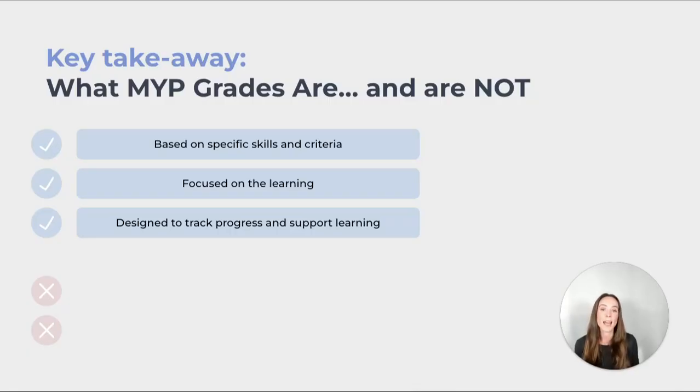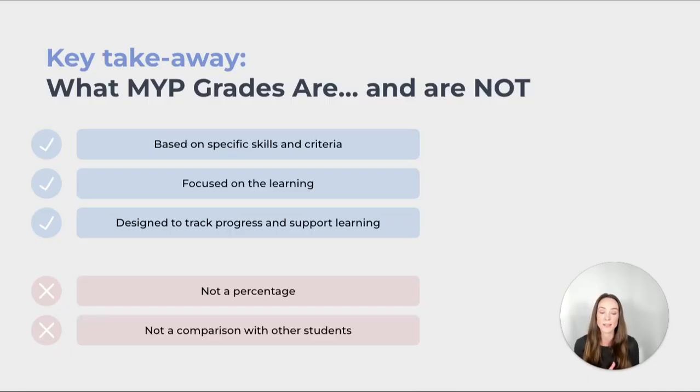On the other hand, MYP grades are not a percentage. They are also not a comparison with other students. MYP assessment is criterion referenced, which means every student is measured against clearly defined criteria, not against each other. So when you see a final grade, think of it as a detailed snapshot of student understanding and a guide as to where they can go next.